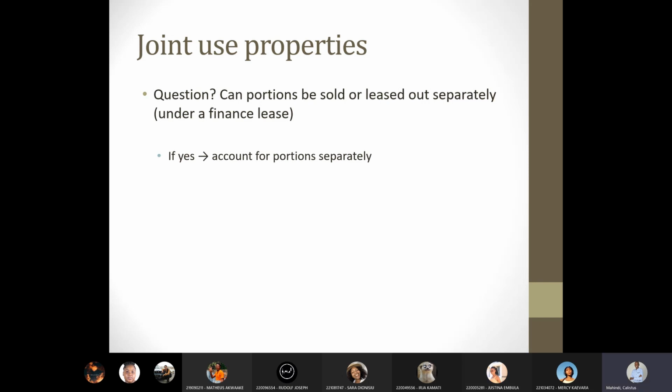So if the portions can be sold or leased out separately, you can account for the portion separately. The portion that you're going to use as a building, let us say used for administrative purposes, would be classified under IAS 16 as property, plant and equipment. And the part that is rented out, can be rented out separately, will be classified as investment property.